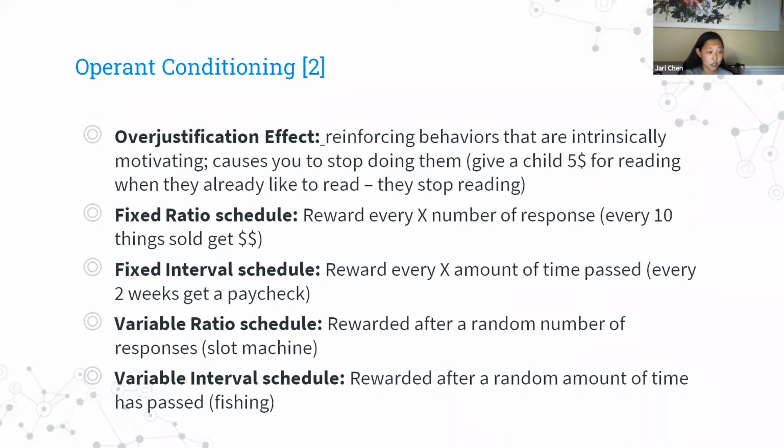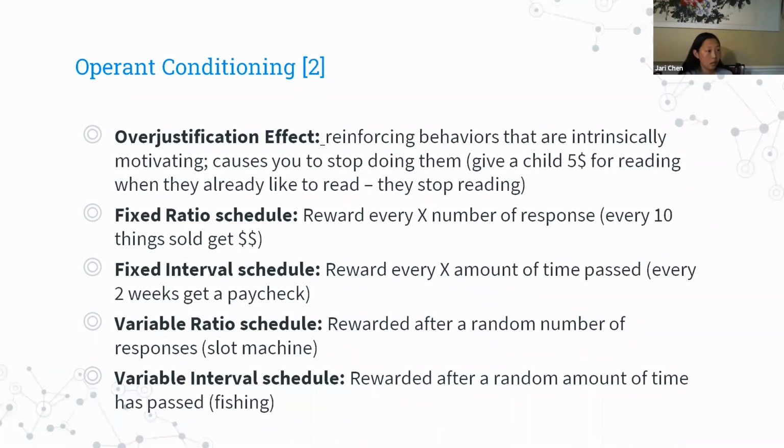So there's fixed ratio, fixed interval, variable ratio, and variable interval. Ratio is dependent on how many times you do something, while interval is based on a time schedule. Fixed means that every so many things, this happens, while variable means it's random. So there are some good examples of those schedules.